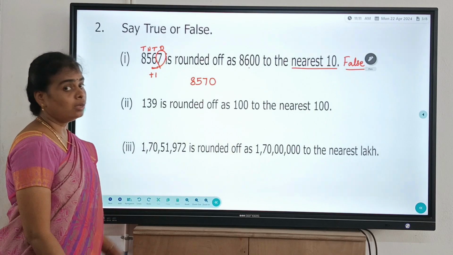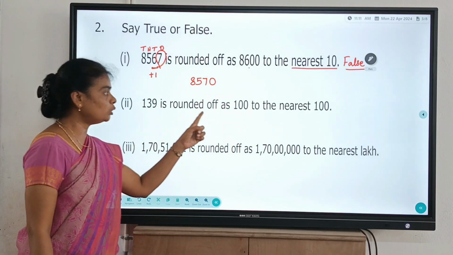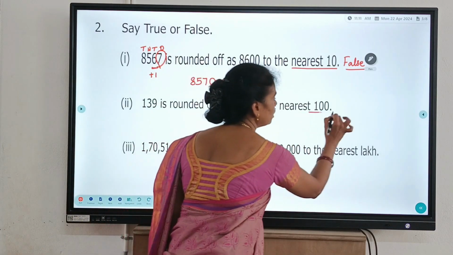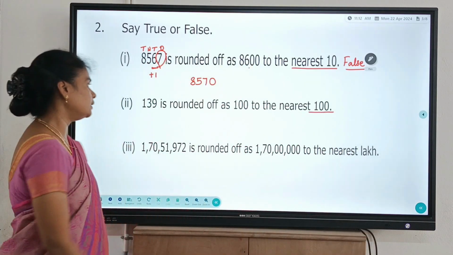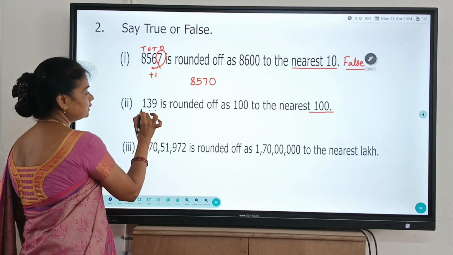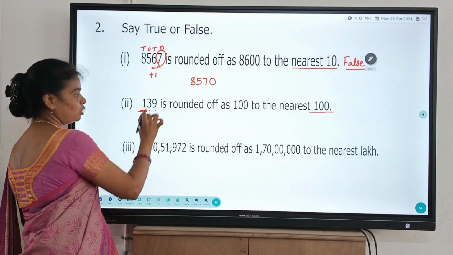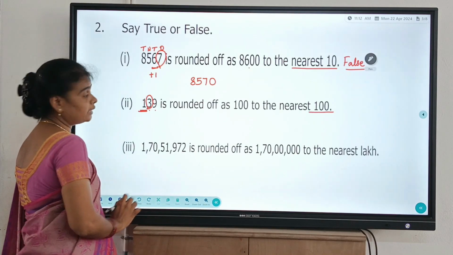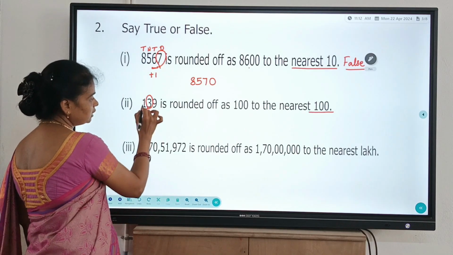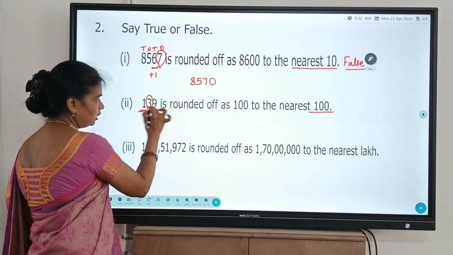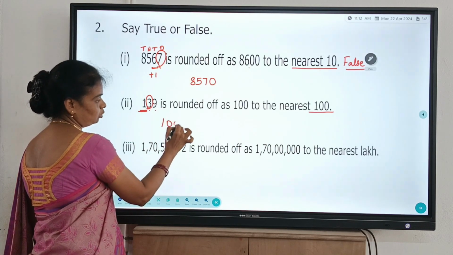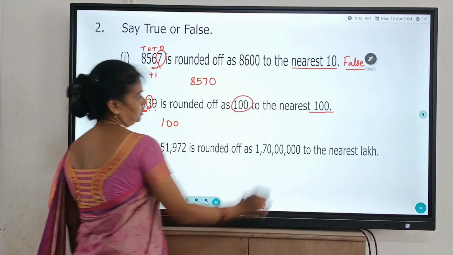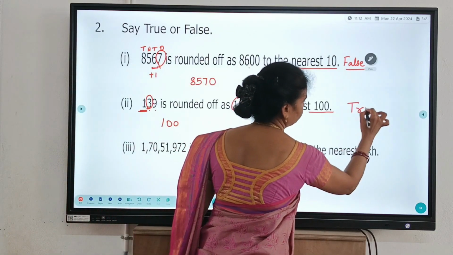The next one, 139 is rounded off as 100 to the nearest 100. So you must round it off to the nearest hundreds. Ones, tens, hundreds. So this number has to be rounded off. So we are taking the next digit, which is less than 5. So don't do any changes. This number will be written as 1. Instead of these 2 digits, you will write 2 zeros. And in the question also it is given as 100. So the statement is true.